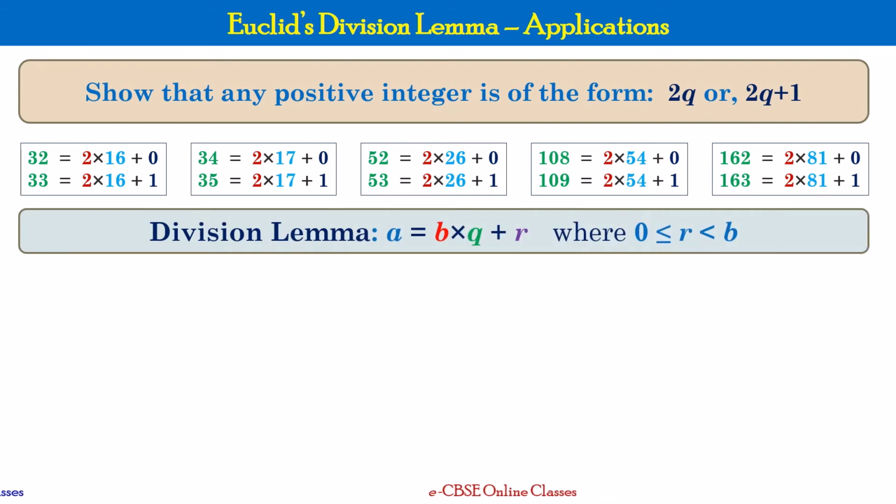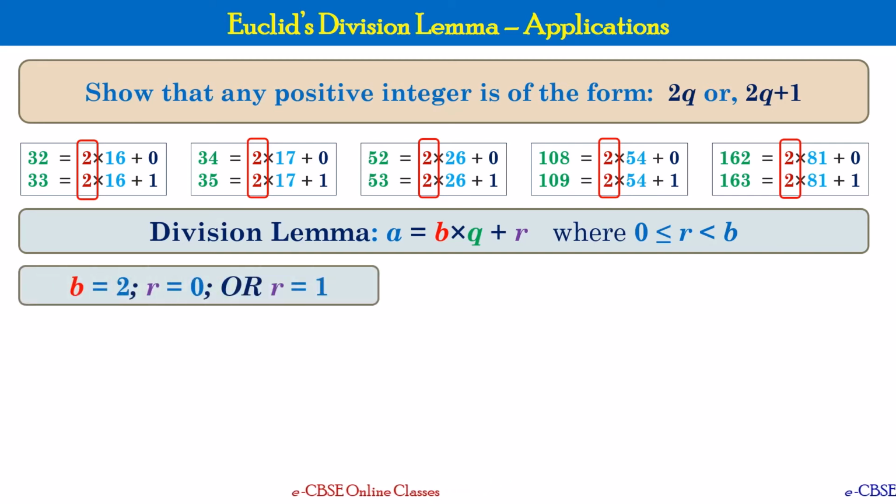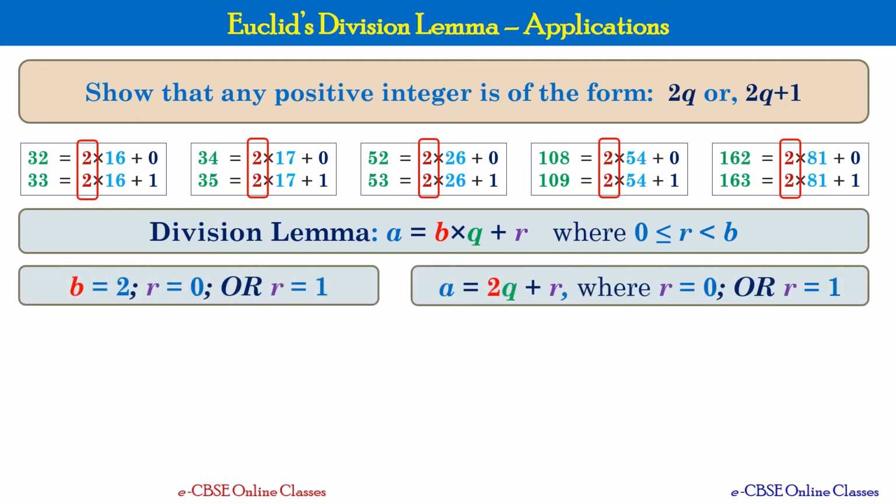The division lemma says any positive integer A can be written as B into Q plus R, where 0 less than or equal to R less than B. Here B is the divisor, correct? If you notice the above examples, the divisor is 2 here, correct? So what will be the remainder? The remainder can be either 0 or 1. So A is equal to 2Q plus R, where R is equal to 0 or R is equal to 1.